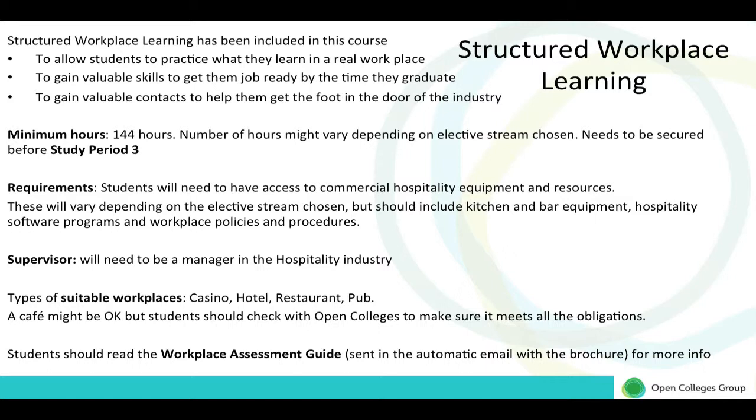In that, students will need to have access to commercial hospitality equipment and resources. So it'll depend on the elective streams that they choose. So if they choose food and beverage as an elective stream, well, they'll need to have access to kitchens and places to serve food and beverage. If they select front of house as their elective stream, they'll need access to hotel reservation system and a front desk. So often that will include things like a kitchen, bar equipment, specific programs for hospitality, software programs, and there's a lot of policies and procedures that they'll need to kind of show that they're familiar with as part of the assessments.